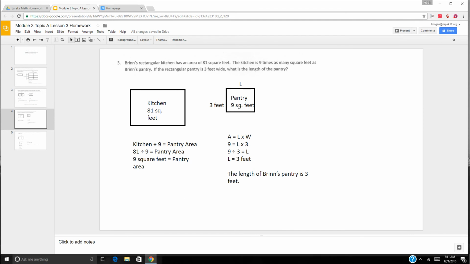So we know, is that true that the kitchen is 9 times bigger than the pantry? So 9 times 9 is 81. So it's 9 times bigger.